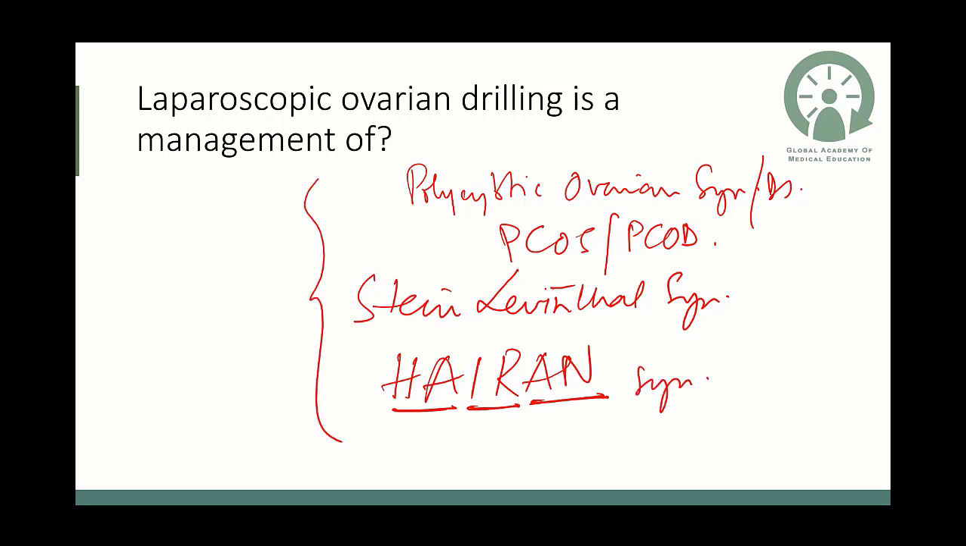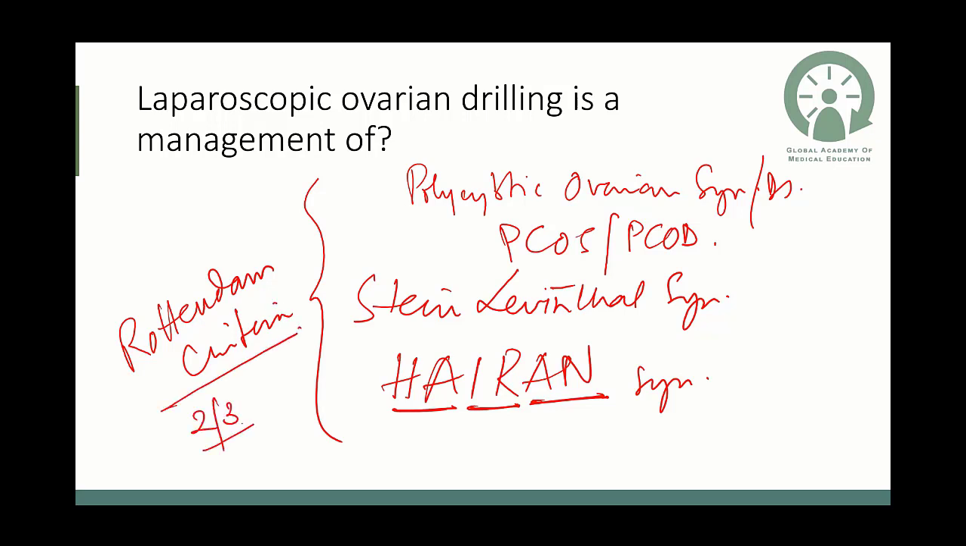Remember, the diagnostic criteria for PCOS is the Rotterdam criteria, and 2 out of 3 criteria have to be fulfilled to make a diagnosis of polycystic ovarian disease.